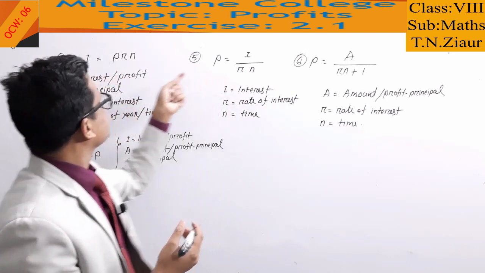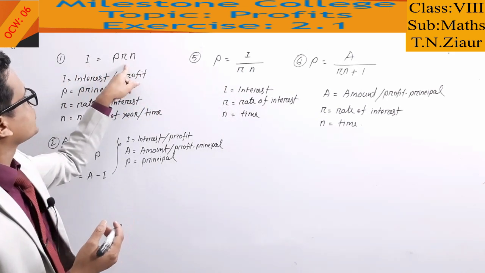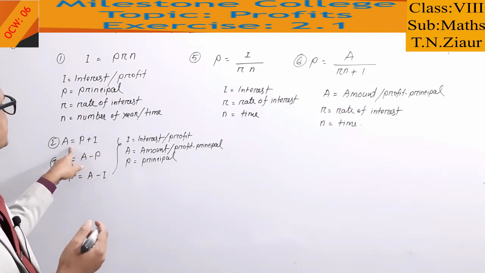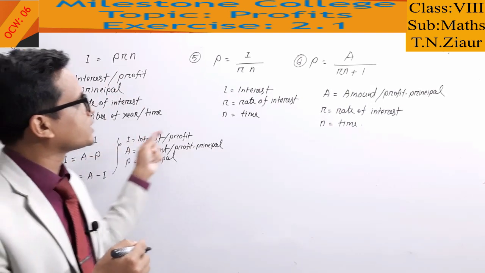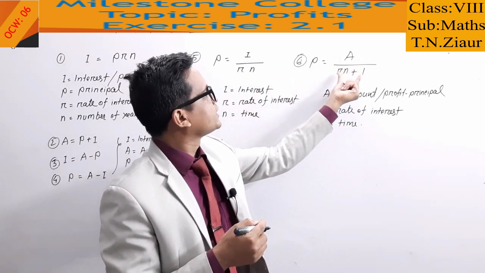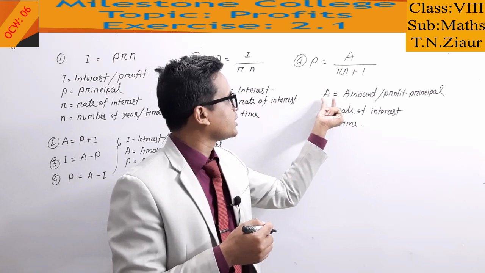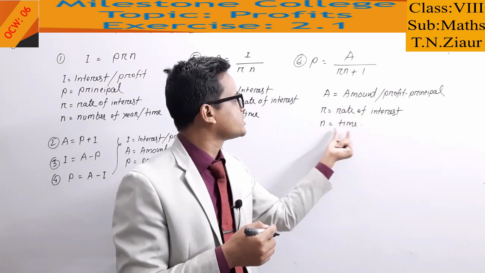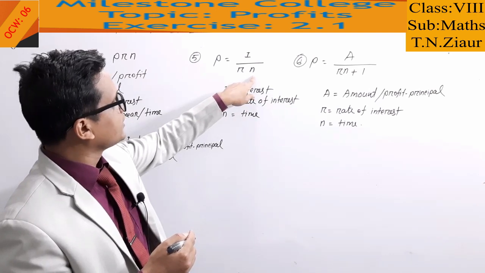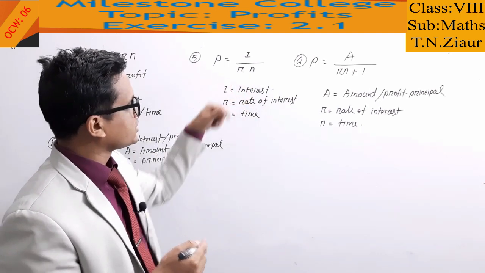So the first one you can find the principal by using this formula, and this other one is used when the amount is given, not the interest. A means amount, R means rate of interest, N means time. In this way you can also find the value of N and R.